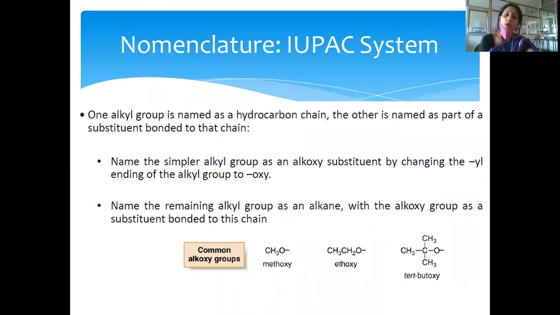Now if you see the IUPAC nomenclature, one alkyl group is named as a hydrocarbon chain and the other is named as part of the substituent bonded to that chain. So how is it done? Firstly, name the simpler alkyl group as the alkoxy substituent and change the -yl, for example alkyl, to alkoxy. So methyl to methoxy, ethyl to ethoxy, tertiary butyl to tertiary butoxy.